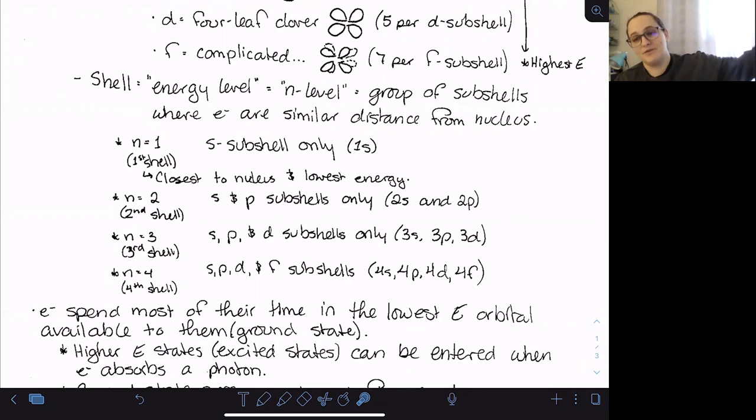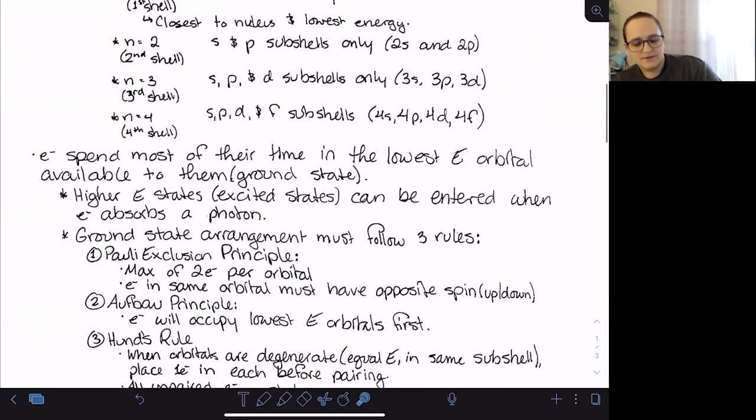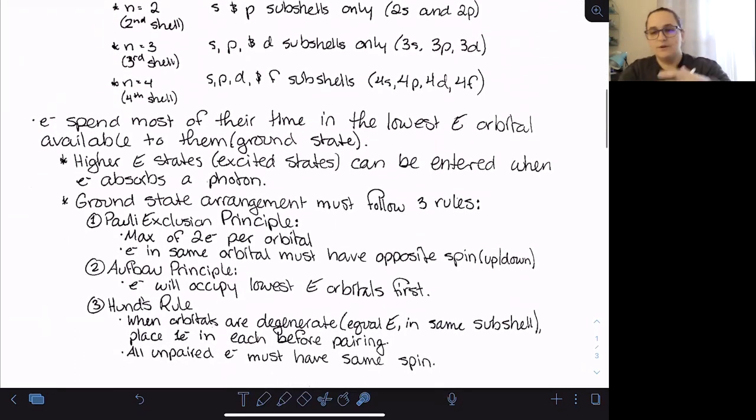It's just farther and farther away from the nucleus, the higher your shell number gets. So electrons like to spend most of their time in the lowest energy orbital available to them. So our goal for this video is really to be able to write an electron configuration, which is describing what orbitals each electron is in your atom.